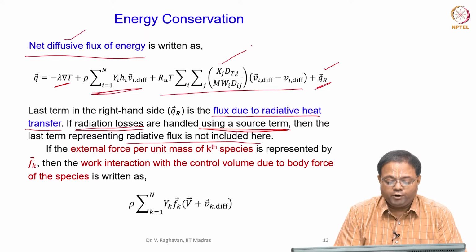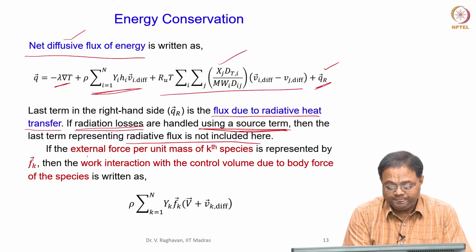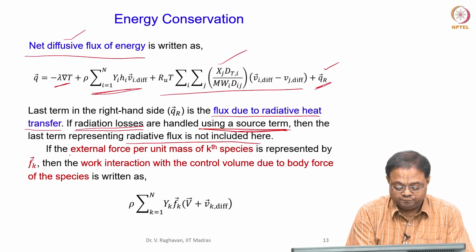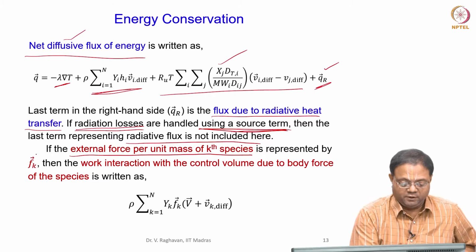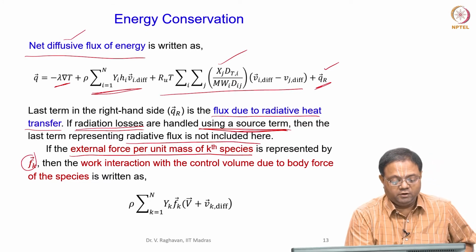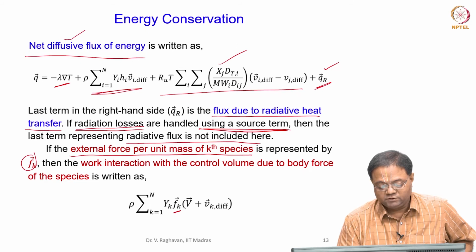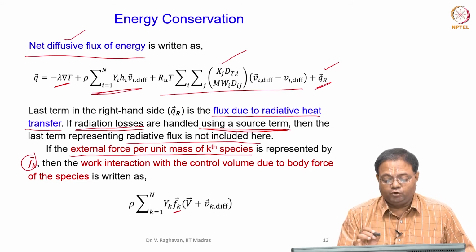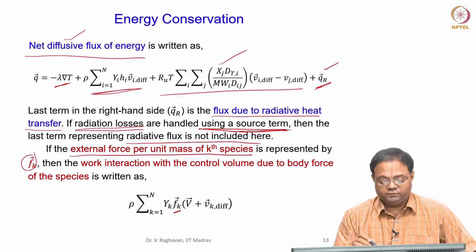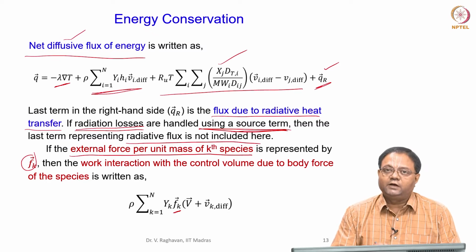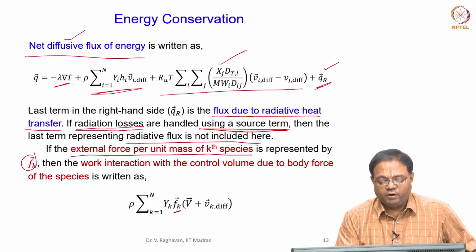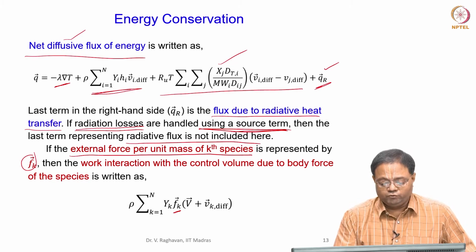Now let us take the body forces. The external force per unit mass of the kth species is represented by F suffix k vector. So, this is the term, the external force per unit mass of the kth species. Some body force, some weight a particular species has, will create some forces. So, this is what we can call the body force.